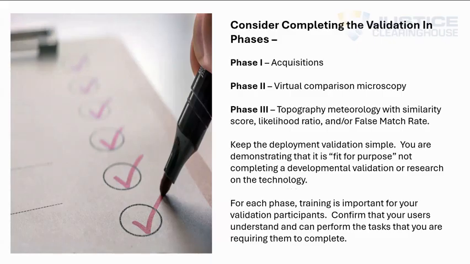So maybe a phase one where it's just acquisitions, getting people used to putting things into VCM in a databasing type format. Phase two, actually using those acquisitions to do VCM or microscopic comparisons of your acquisitions. Phase three, actually using the topographic metrics and some of the other measurable measures that come with it, like similarity score, likelihood ratio, or false match rate.